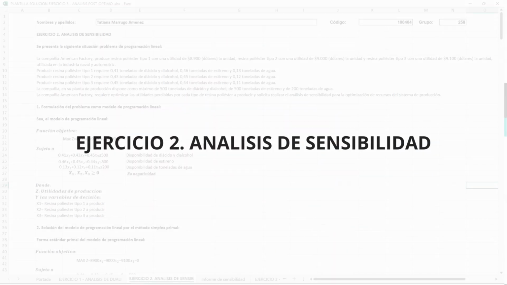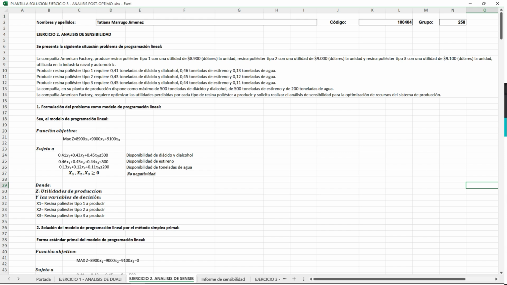Ejercicio 2, Análisis de Sensibilidad. Exercise 2, Sensitivity Analysis. For the second exercise, we shifted our focus to a line of polyester resins for the naval and automotive industries. The primal model maximizes profits for 3 types of resin, Type 1, Type 2, and Type 3, with the following limiting inputs: diacid, alcohol, styrene, and water.